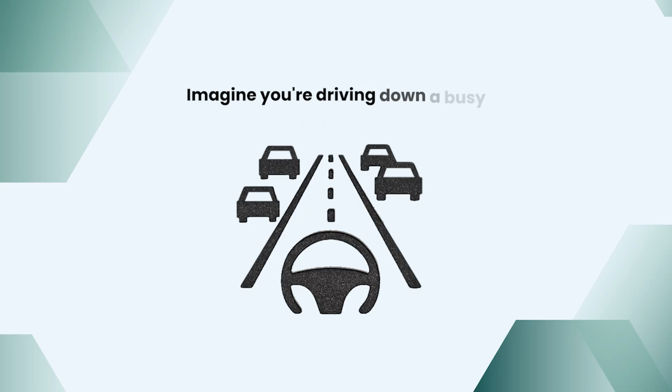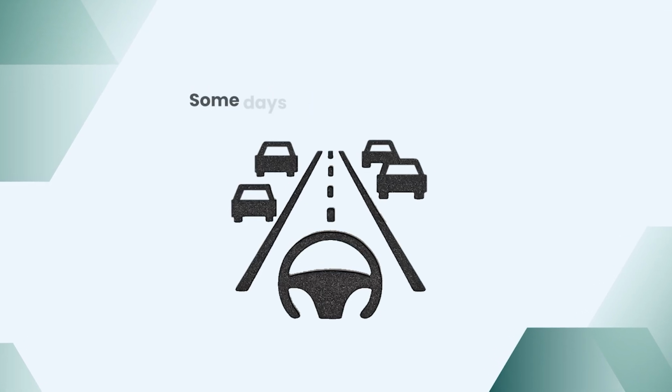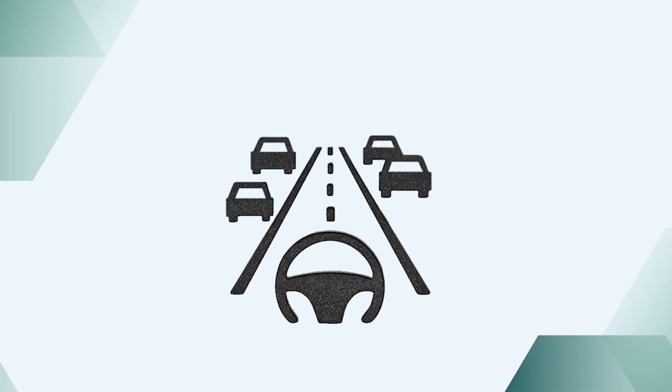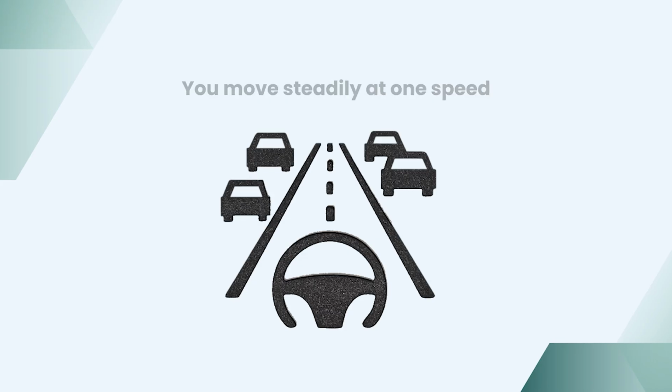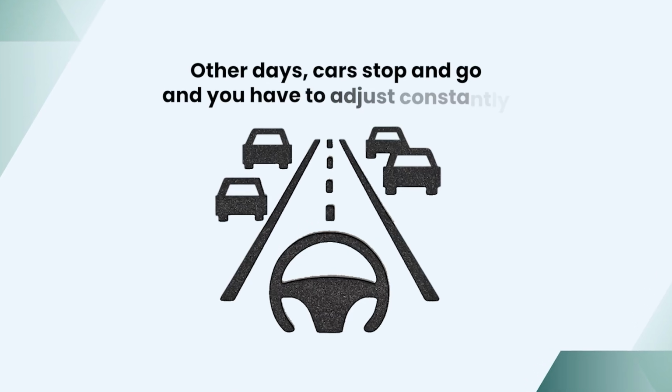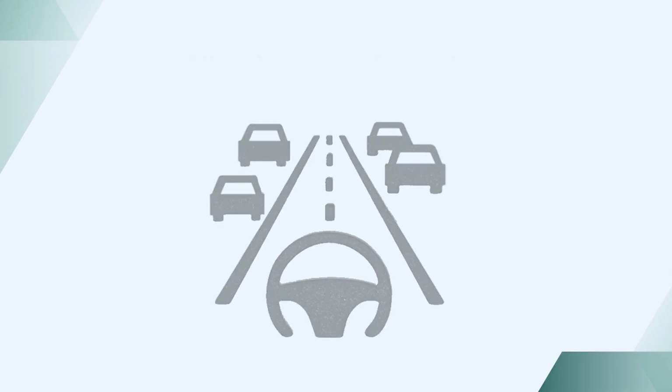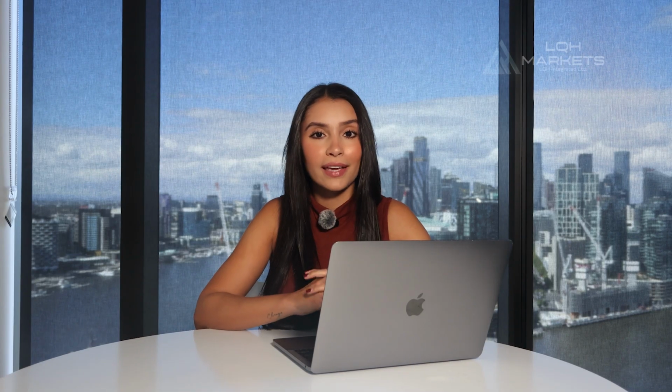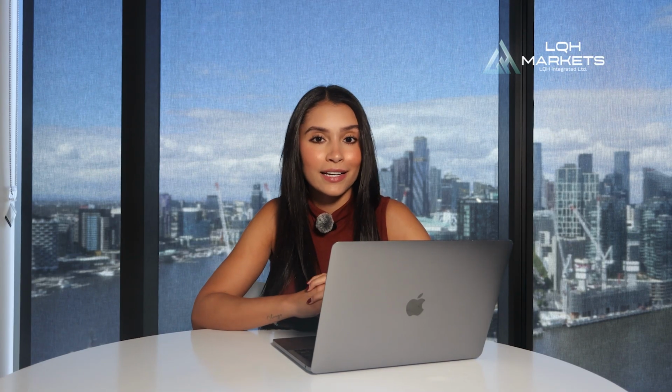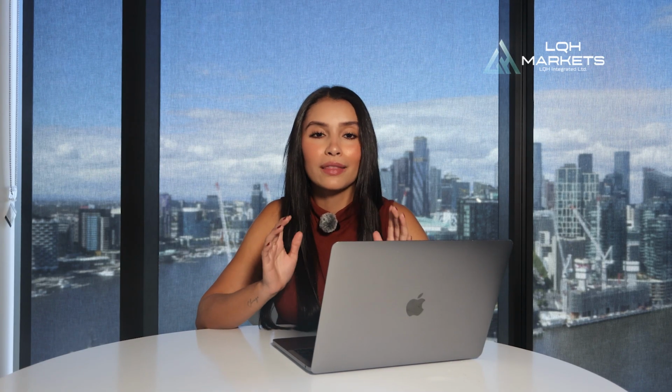Imagine you're driving down a busy highway. Some days traffic flows smoothly. You move steadily at one speed. Other days cars stop and go, and you have to adjust constantly. That difference between calm and chaos, that's what the ATR measures, but in the market.